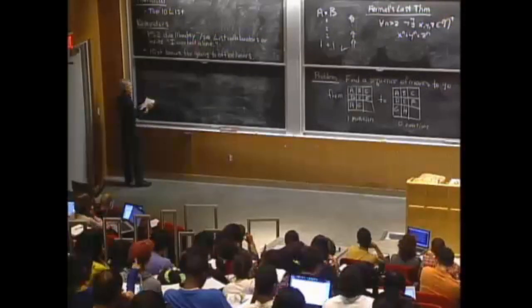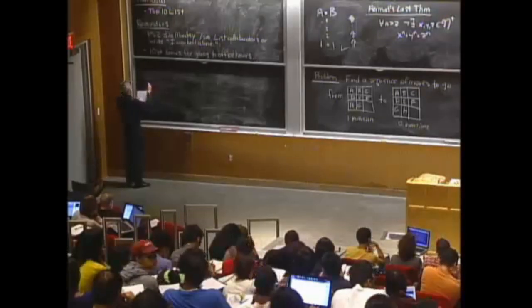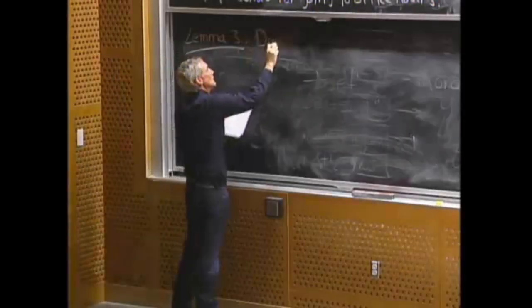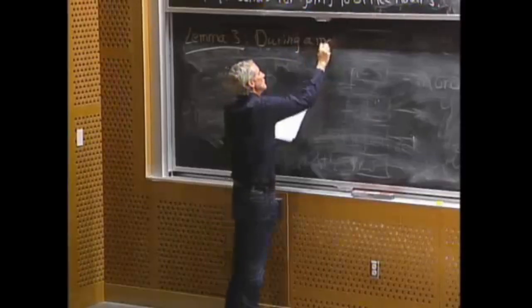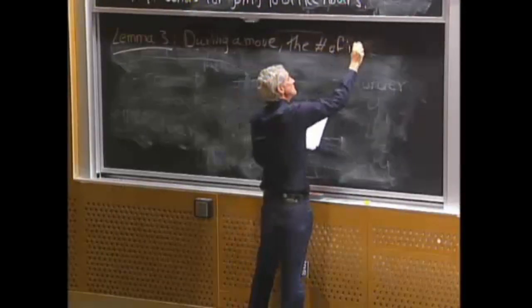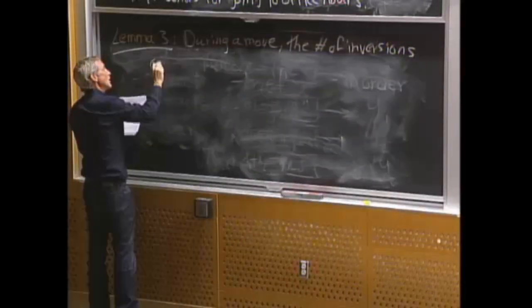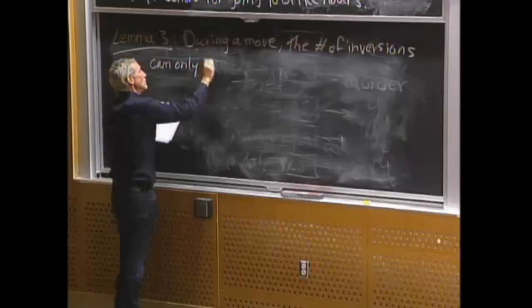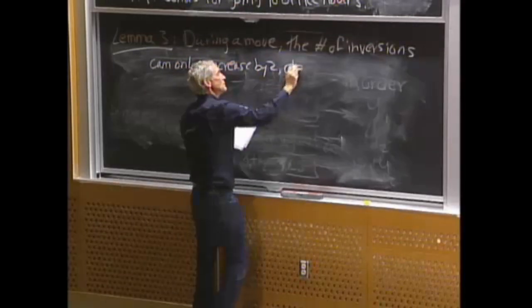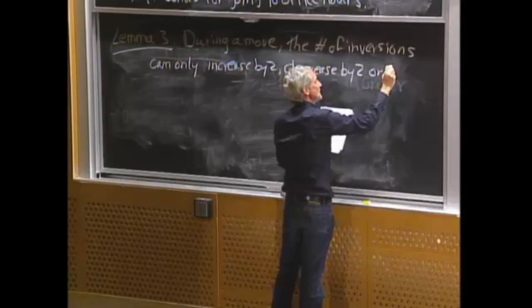All right, so now we'll use lemma 1 and lemma 2 to create this notion that we only change the number of inversions by an even number in lemma 3. During a move, the number of inversions can only increase by 2, decrease by 2, or stay the same.